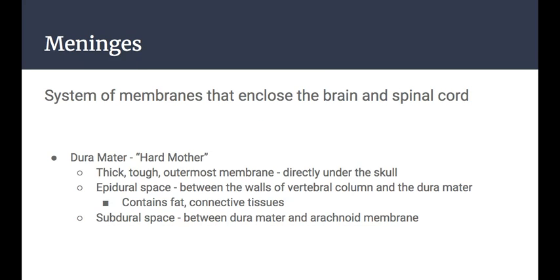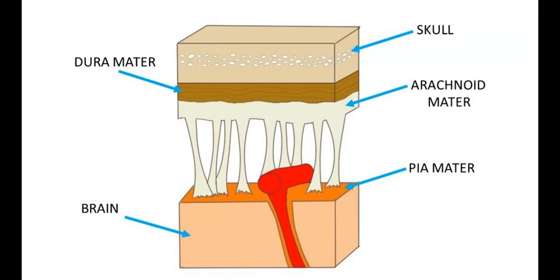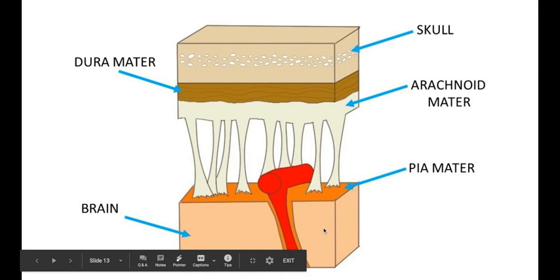Meninges, these are the different layers found in your head and your spinal cord. This is your protection. We have the dura mater, the arachnoid membrane, and then the pia mater. And there's a nice picture of that. We've got our skull, dura mater, arachnoid membrane, and then the pia mater, and then we have our actual brain.